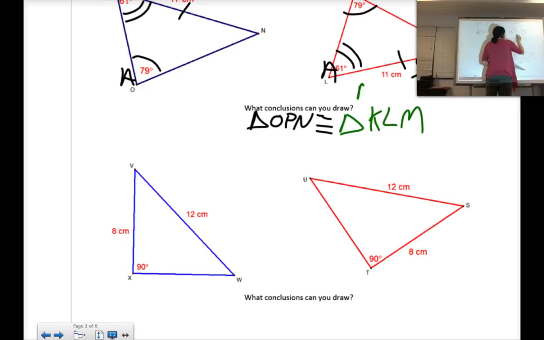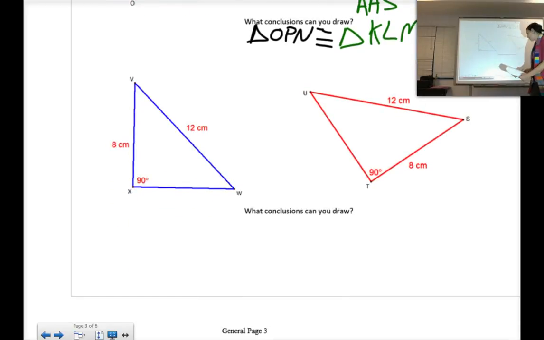Angle, angle, side. And you should list it in this order. Angle, angle, side. Okay? All right, last one. Put your tick marks on your paper. Then put your A's and S's.